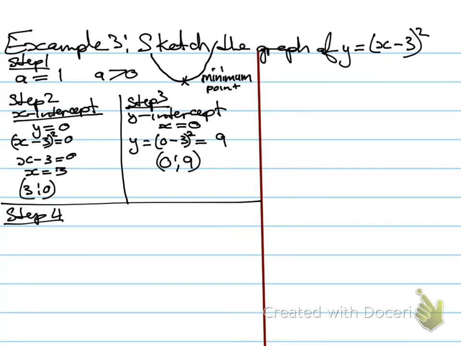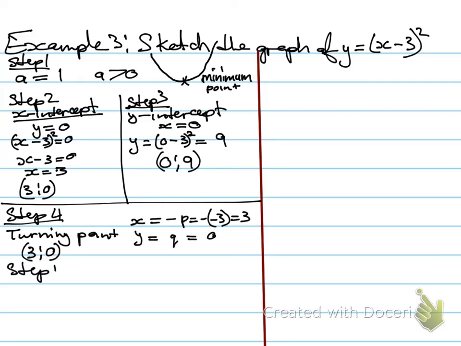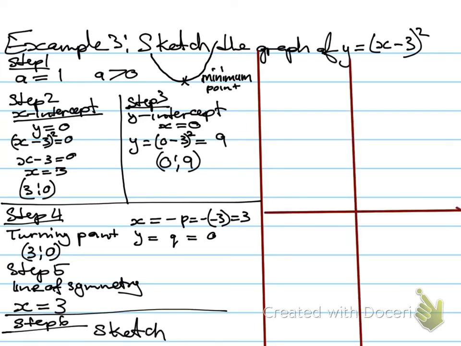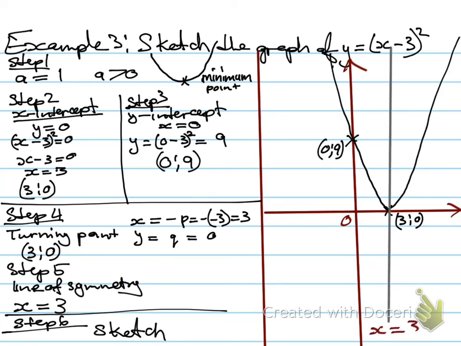And then step 4, turning point. Remember, our x is equal to negative p, which is positive 3, and y is equal to q, which is 0, because there's nothing. So turning point, there it is. And then our line of symmetry is the x-coordinate, x equals 3. Right, now we can sketch the graph. We put our x-intercept, our y-intercept, and our turning point is the same as our x-intercept. And then we draw our line of symmetry. Remember, the line of symmetry cuts the graph into 2 equal parts.